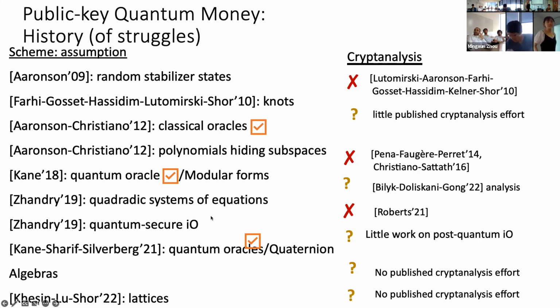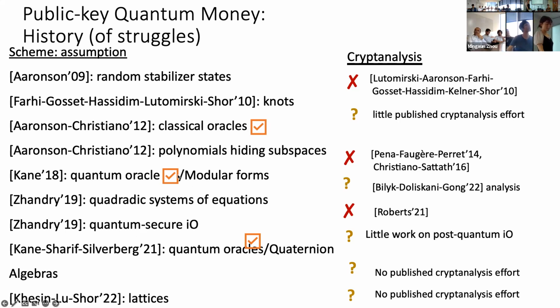Most of them are in the Oracle model, or IO, right? I mean, is there anything without IO but from an assumption that's not known to be broken? Anything not from IO? I'm not quite sure about these two.